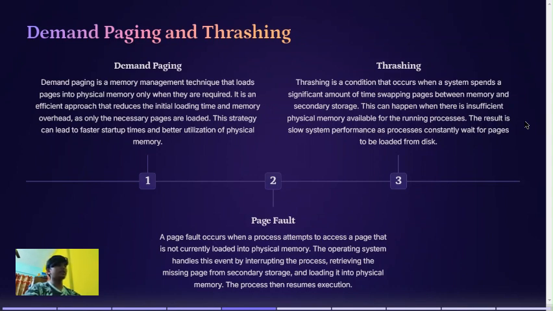Thrashing. Thrashing is a condition that occurs when the system spends a significant amount of time swapping pages between memory and secondary storage. This can happen when there is insufficient physical memory available for the running processes. The result is slow system performance as processes constantly wait for pages to be loaded from disk.